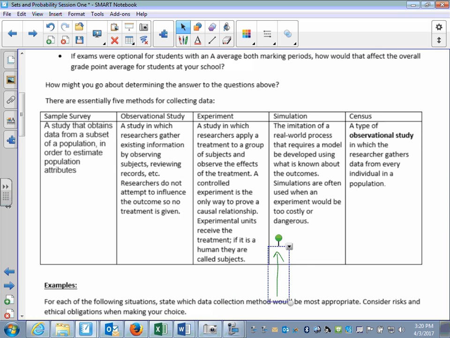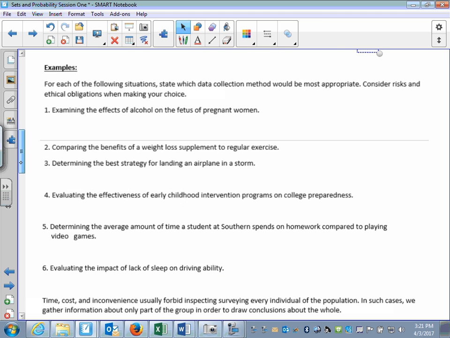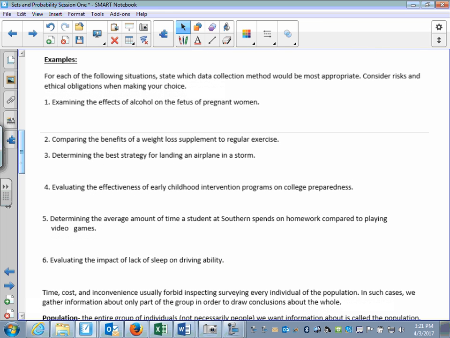All right. Now, simulation. Simulation is where actually an experiment might be too dangerous, so you do some kind of a simulation. We'll get to that a little bit more in detail later. And then finally, you could take a census. Now, a census is actually looking at all the people in a particular group and finding out the information about them. Now, here are some examples. Let's go ahead and go through these and see if we can't decide which one would be the best choice for collecting data.